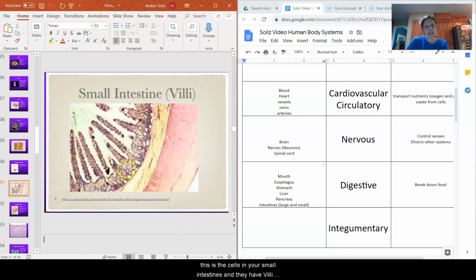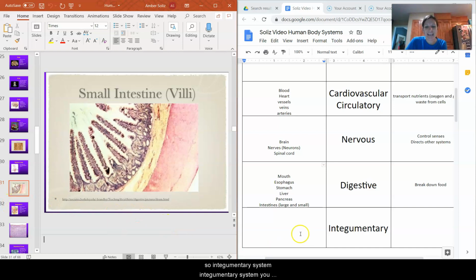This is the cells in your small intestines, and they have villi, which are these little bitty hairs on the small intestine walls. And so the food is actually here, and it's going to get absorbed through the small intestines into your bloodstream. That way your blood can pick up the glucose, and that happens in the small intestines, with the villi. So that is your digestive system.